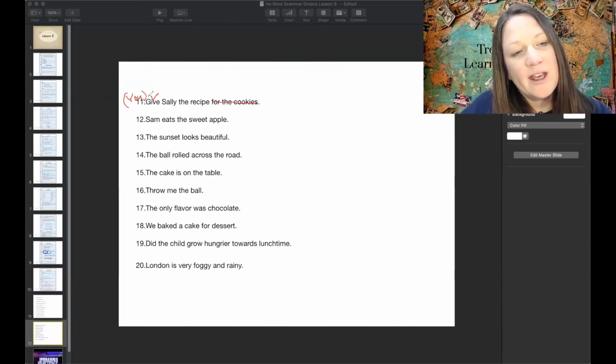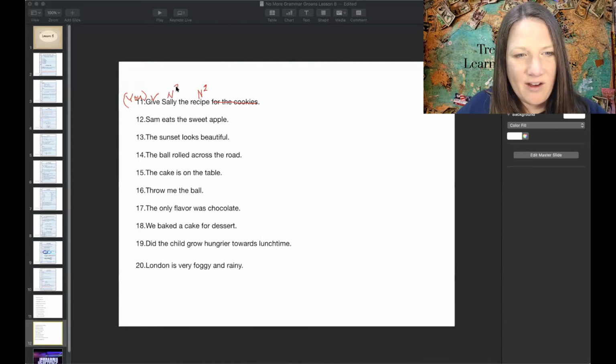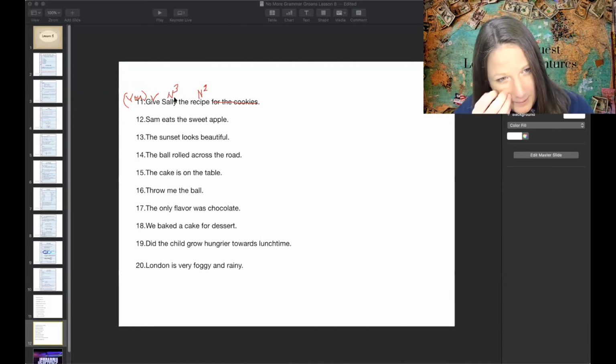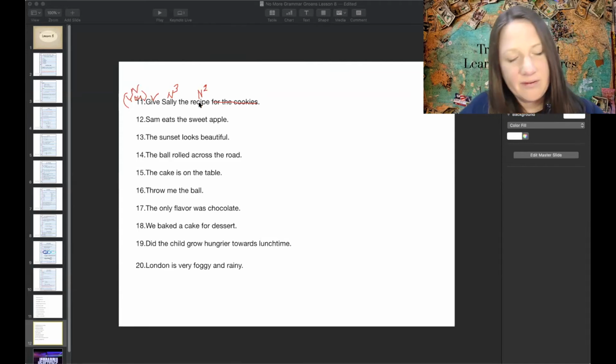Now, what are you giving? Recipe, to whom? Sally. So you have a noun, verb, noun 3 sentence pattern. And above you, you'll need to put in.